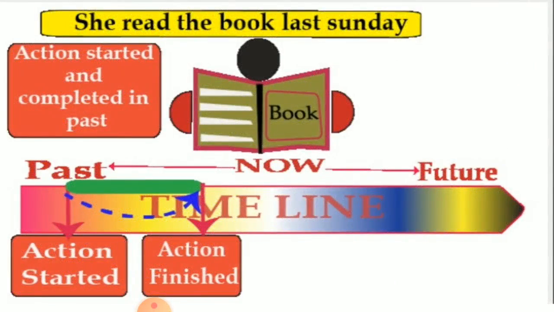She read the book last Sunday. So this action is completed on last Sunday. So to describe this we have to use simple past tense because that action has already been completed.